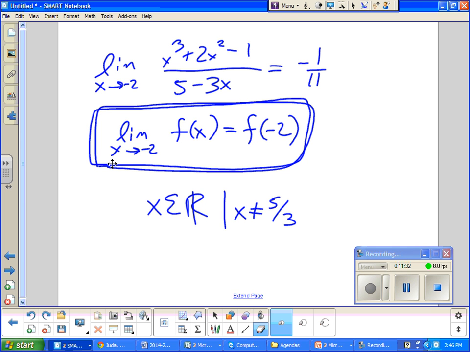That's the domain. Guys, where's the only place that we can't just plug in the value of the limit then? 5/3. Everywhere else, because a rational function is continuous everywhere else, we can just get the value. When you have a rational function, there's usually only one or two spots to worry about. You guys agree? What kind of functions are continuous everywhere?